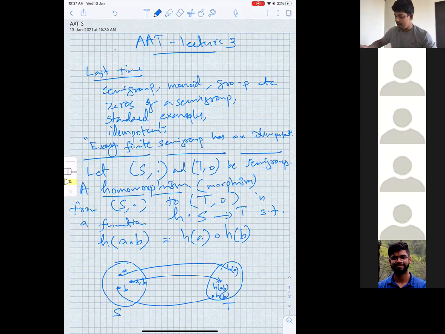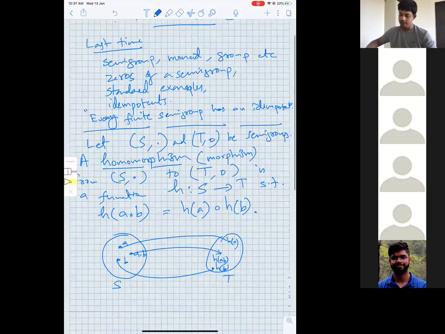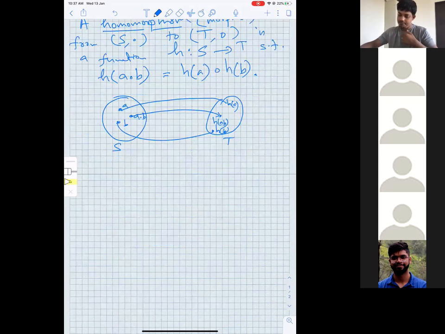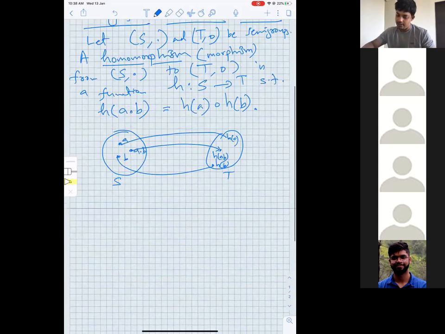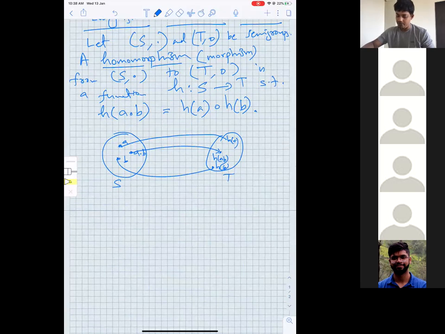Let's see an example. So this is what is a semigroup. This is what a homomorphism is. Actually, I should say it's a semigroup homomorphism, because they are homomorphisms of semigroups. But right now it is understood that when I have two semigroups and there is a homomorphism between S dot and T circle, it is understood that it's a semigroup homomorphism. Let's take an example.